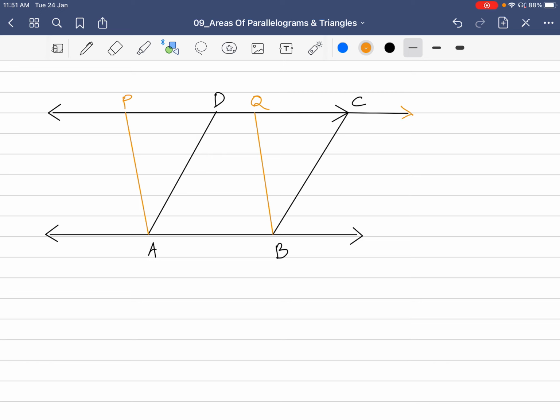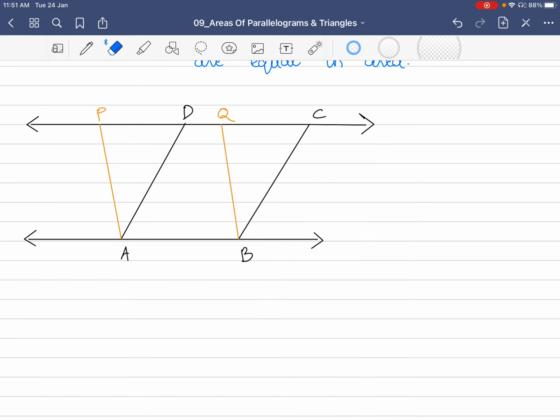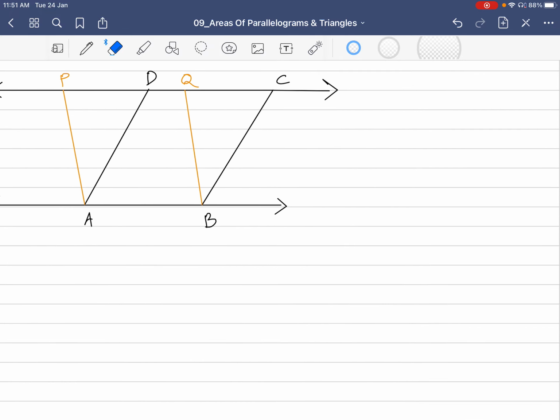In fact, let's make this like this, and let's try to erase this thing. Let me zoom in. Now it will look perfect. Okay, so now what we have to prove is that the area of both these parallelograms is equal.